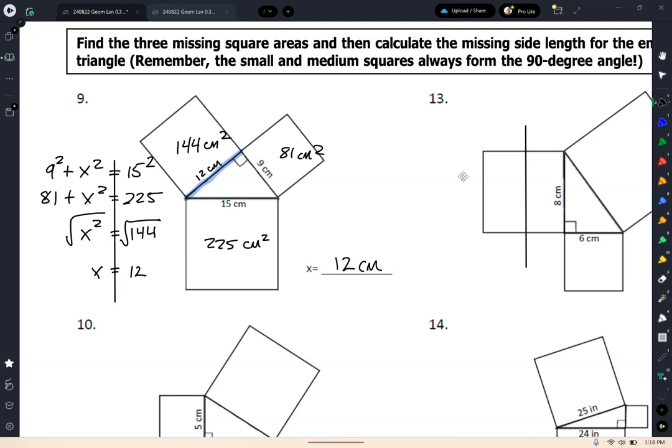See what we did? Started with the sides, went out to the areas, found the other area, used the square root question to come back to the side. That's the process.